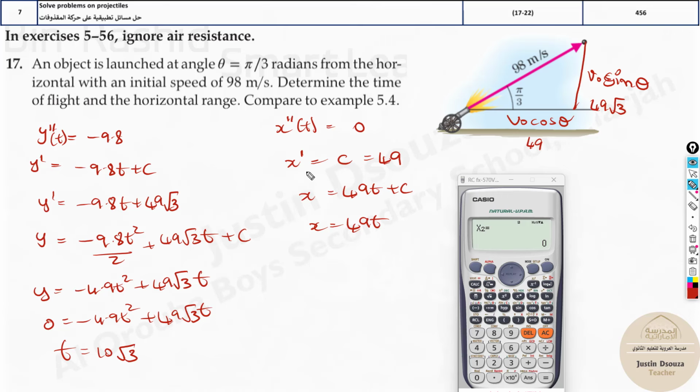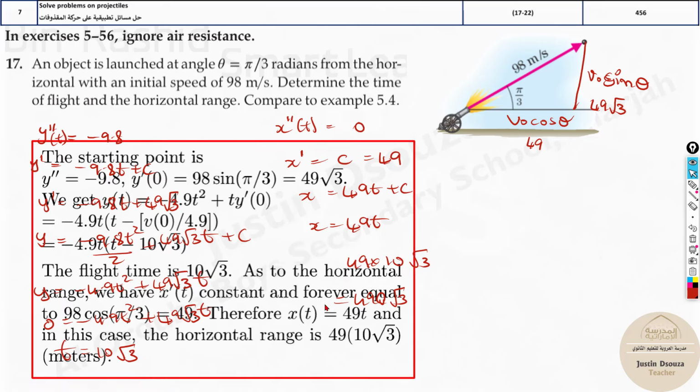Now what about the horizontal range? Just multiply 49 into 10 root 3. That is what? 490 root 3. 490 root 3 is the answer. Or just put in the calculator and you'll get it. That is 490 or 49 into root 3. It's the same thing. That is 848.7. Now here you can see they have just written as 49 into 10 root 3. That's also fine, but you can solve it as 848, whatever the answer you get in the calculator.